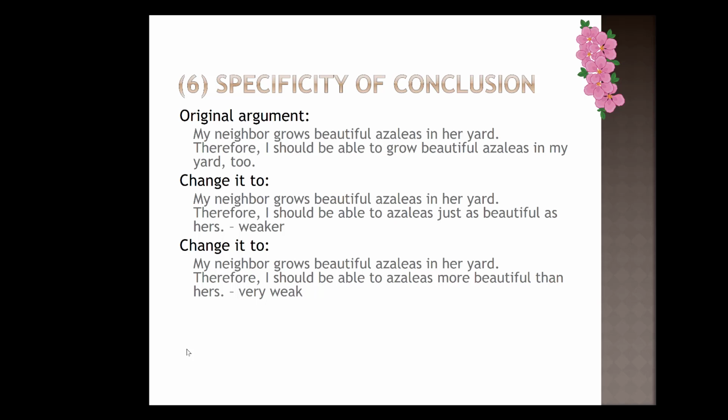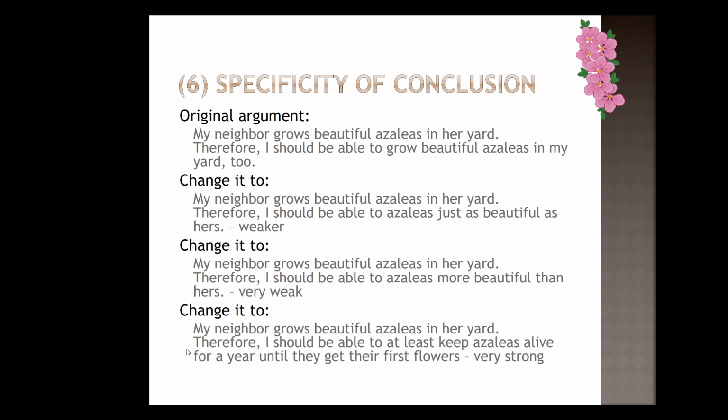However, if you go in the opposite direction and make it less specific, you strengthen your argument. If I change my conclusion to, I should be able to at least keep azaleas alive for a year until they get their first flowers, I now have a very strong argument. So those are the 6 ways of analyzing an argument by analogy.